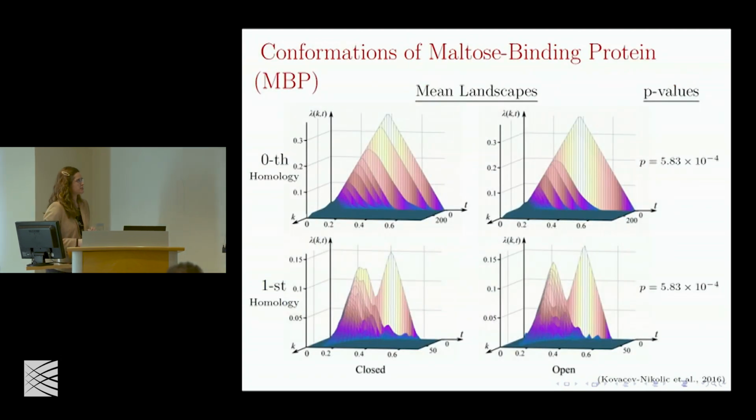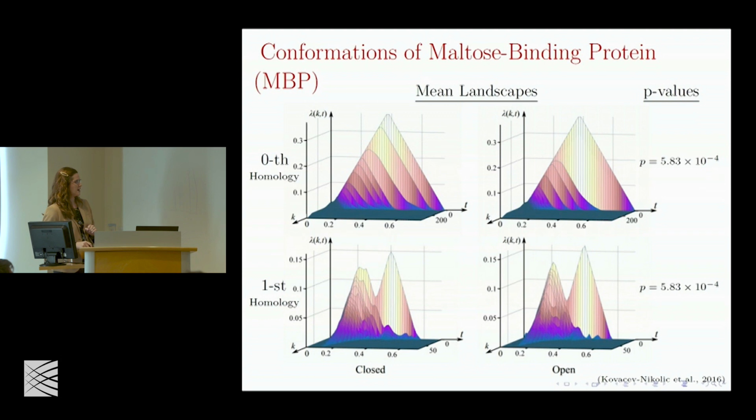These are the resulting persistence landscapes. Up top, we have the zero homology group, the connected components, with closed on the left and open on the right. The bottom row is the first homology group. You'll notice the general shape of the landscapes is pretty similar. It's really when you get down to these higher Betti number regions where you start to see the difference. And it was picked up in the hypothesis testing. In addition, they were able to correctly sort all 7 closed from all 7 open conformations.